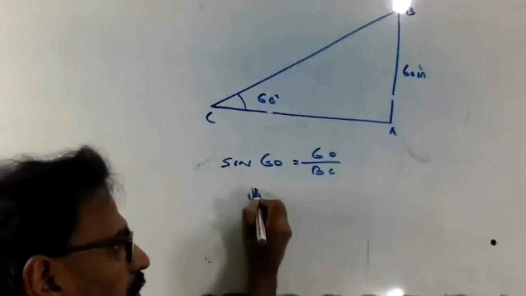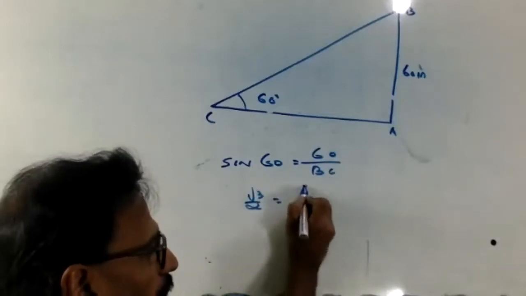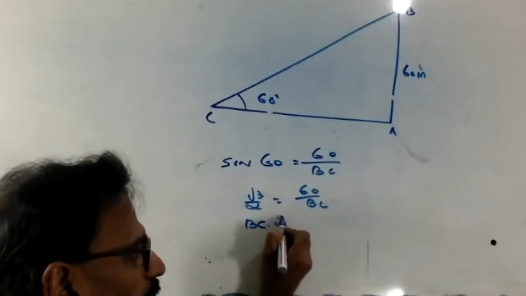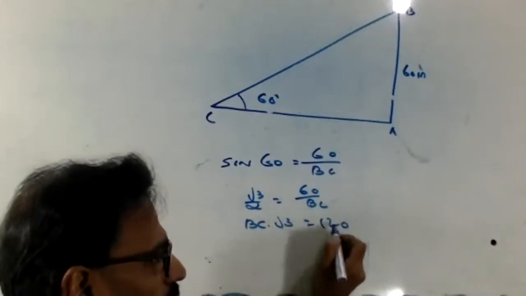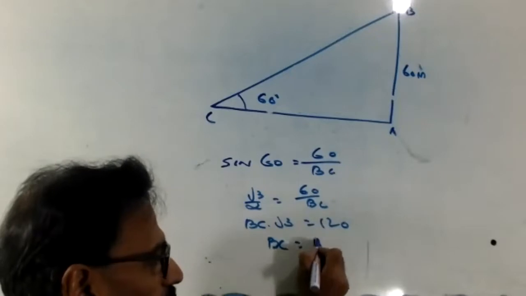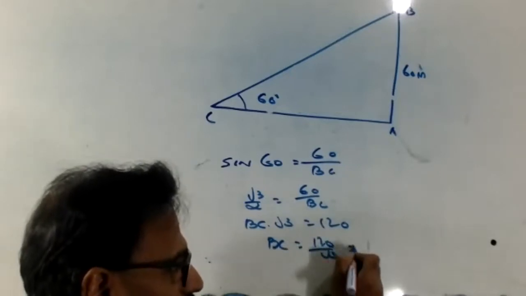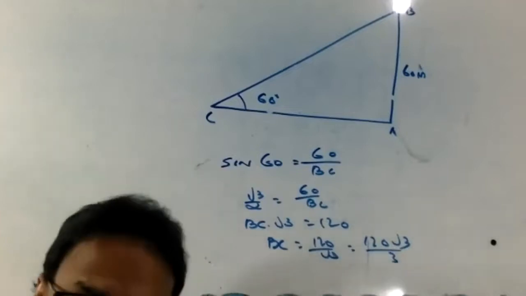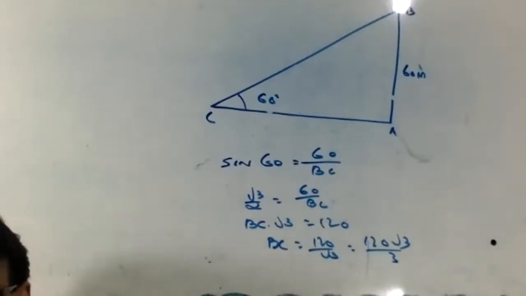Sine 60, root 3 by 2, equals 60 by BC. So BC into root 3 equals 120. So BC equals 120 divided by root 3. That is 120 root 3 divided by 3. That is 40 root 3 meters.